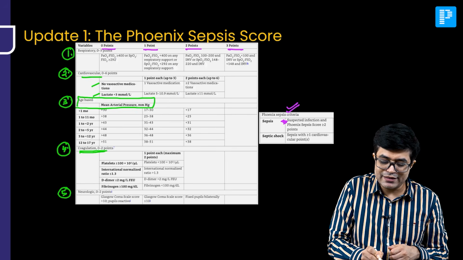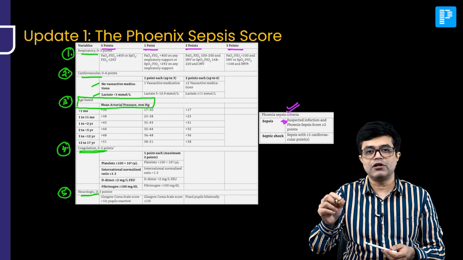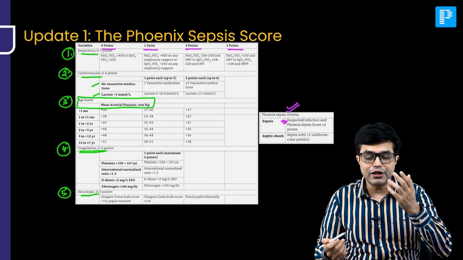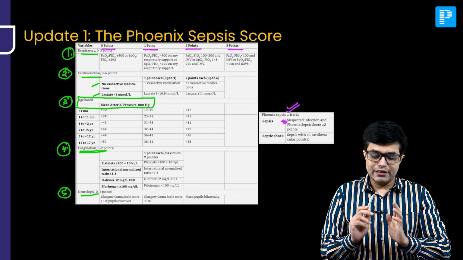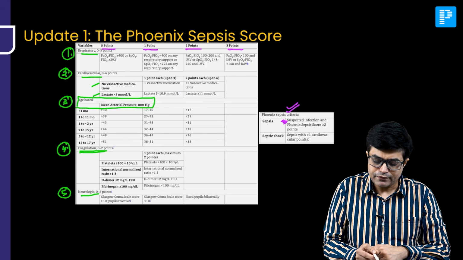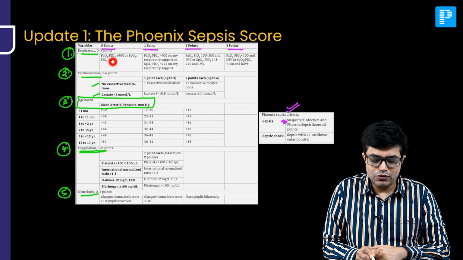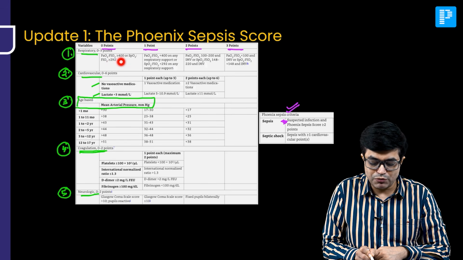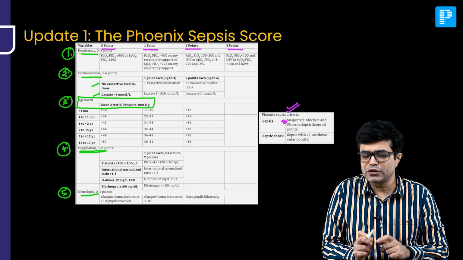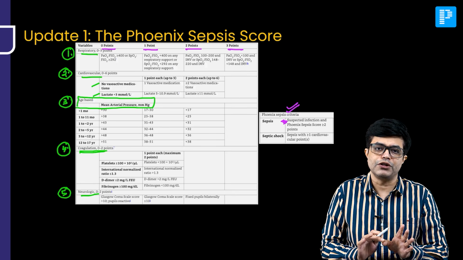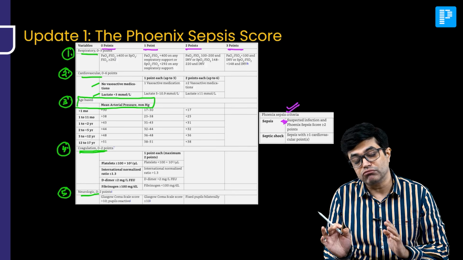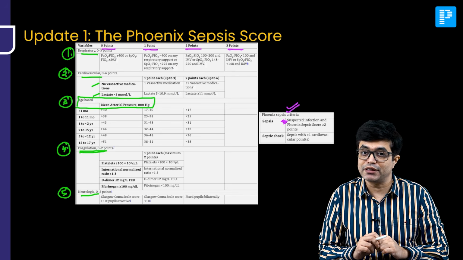They can ask you a simple MCQ such as: all of the following are components of the Phoenix score except, right? Or they can ask you what is the utility of the Phoenix Sepsis score. So let us see the first component, that is the respiratory part. Now, if the PaO2 to FiO2 ratio is equal to or more than 400 or SpO2 to FiO2 ratio is equal to or more than 292, then you give a score of 0. Lower the score, better it is. Higher the score, more chances of sepsis in the patient.